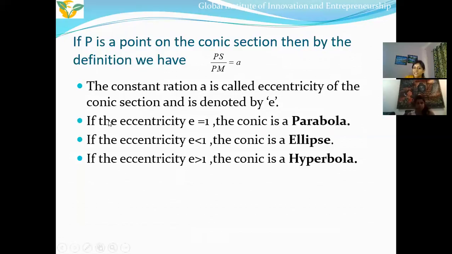Now if this eccentricity is equal to 1, the conic we get will be in the shape of a parabola. Next, if the eccentricity E is less than 1, the conic will take the shape of an ellipse. If the eccentricity E is greater than 1, the conic will take the shape of a hyperbola.